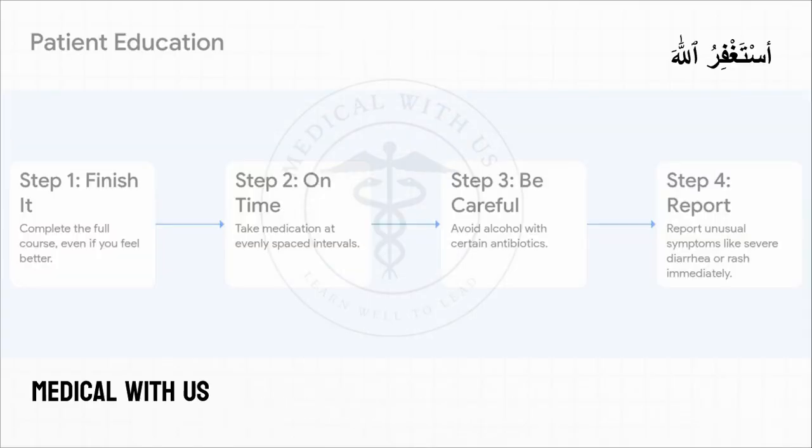And for the patient, listen, you are a critical part of the team here. So this is your mission briefing. Number 1, you have to complete the full course, even if you start to feel better. That's how we make sure every last enemy is eliminated. Number 2, take your doses on schedule to keep the pressure on. And maybe most importantly, you are the soldier on the front line. You have to be the one to report any unusual activity, a severe rash, bad diarrhea, anything, immediately. Your role is absolutely vital to success.